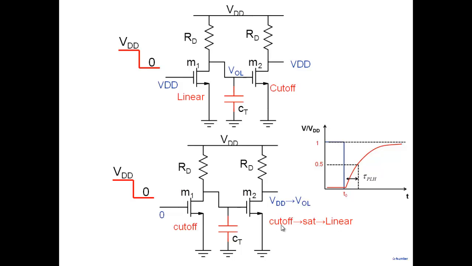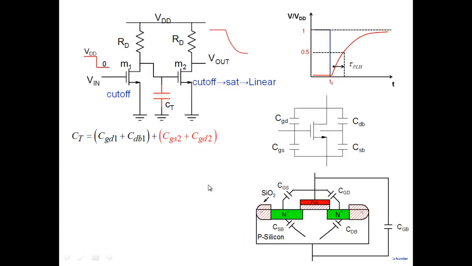And in cutoff, there is one capacitance value. In saturation, there's another capacitance value. In linear, there's another capacitance value. Capacitances are changing. The other problem is, note that drain to body capacitance here. Drain to body capacitance is a PN junction capacitance. And drain to body voltage is changing. So that capacitance is also changing here. Okay.